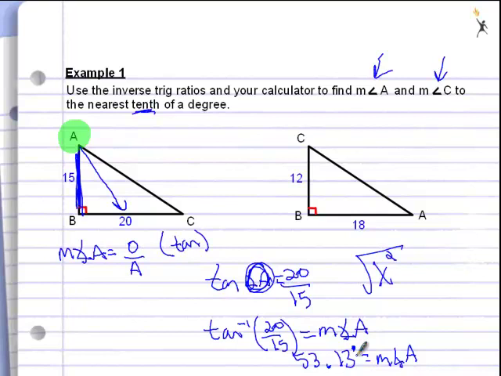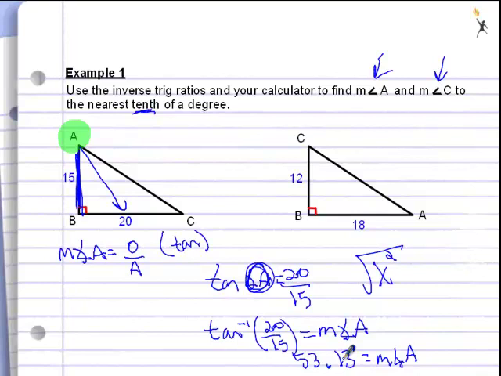There's one little thing. If you did not get 53.13, I want you to hit the mode button, which is directly to the right of your second button. And the third line down will say the words radian and then degrees. Now you want to make sure that the degree is highlighted, not the radian. Radian is dealing with rotations of a circle. We're not looking for circles, we're looking for angles, so we want degree.